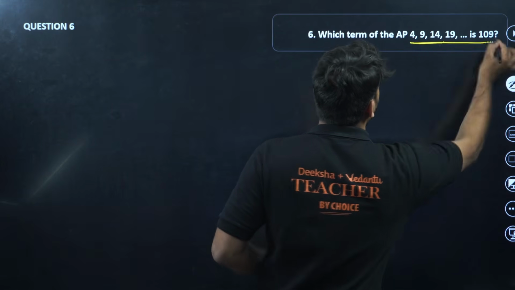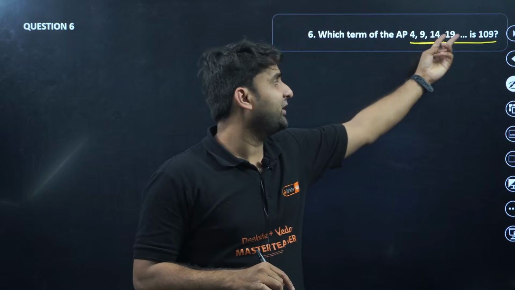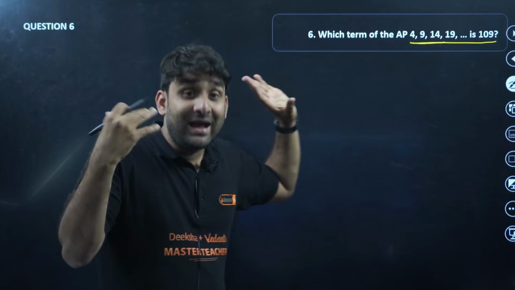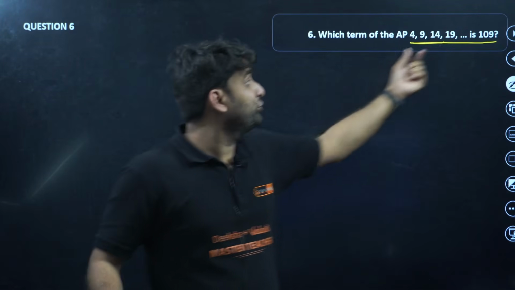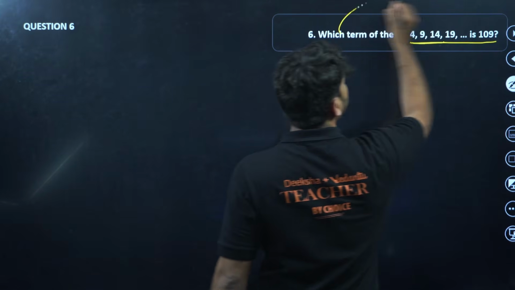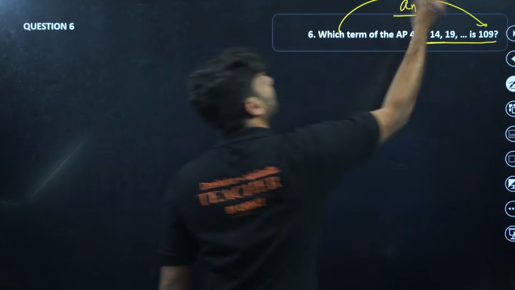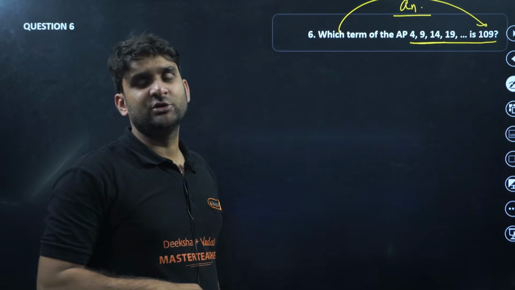Can you see this is AP 4, 9, because the common difference between 4 and 9, 9 and 14, 14 and 19 all are equal. And we have to find out the position of this term. I don't know the position. Which term? I don't know. So let's assume the position of 109 is nth.